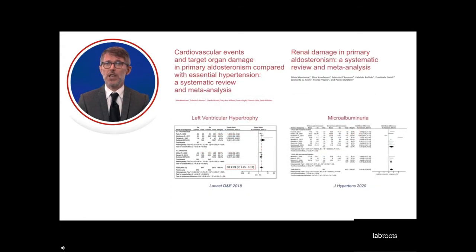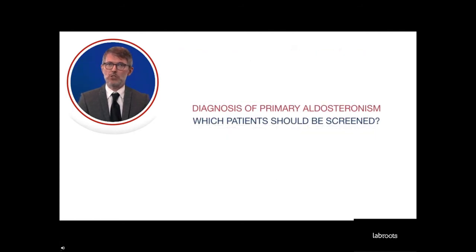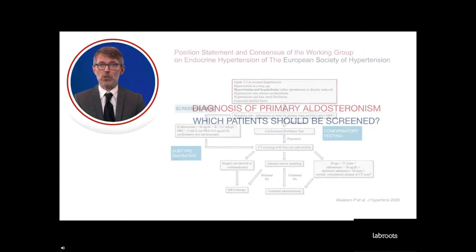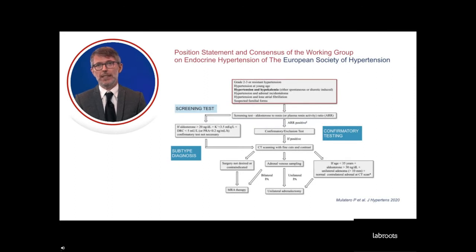Of course, if we have an increased rate of cardiovascular events, we also have an increased rate of hypertension-mediated organ damage. We can see it for left ventricular hypertrophy and microalbuminuria. But which patients should be screened for this condition? All hypertensive patients. Ideally, it would be desirable, but probably because of the cost, we cannot ask for this to be done.